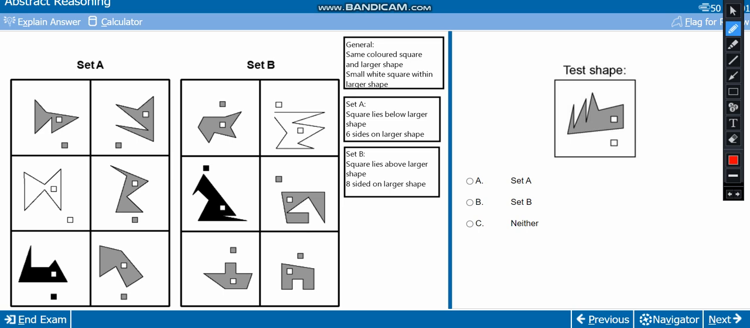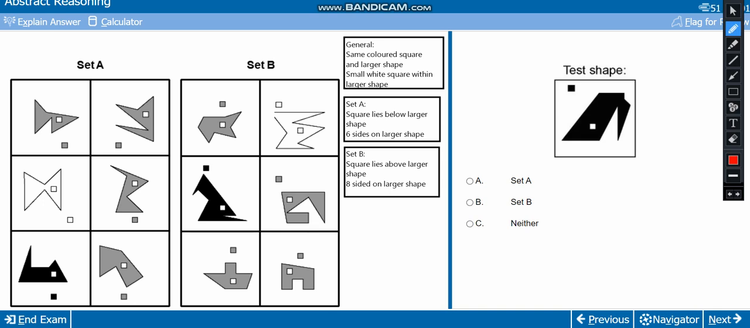Next we have this test shape and the larger shape in the middle. I'm not even going to bother counting it. We can see that it has just tons of different corners, definitely above 6 or 8, so it definitely doesn't belong to either set A or set B. But you don't even have to bother counting the number of corners because we can see that the color of the larger shape is gray whilst the color of the square is white, and that goes against our general rules. The colors should be the same, so it's quite evident that the answer to this one is neither.